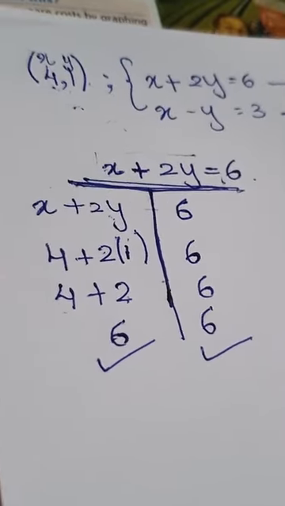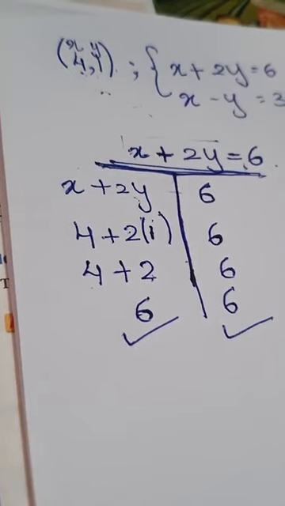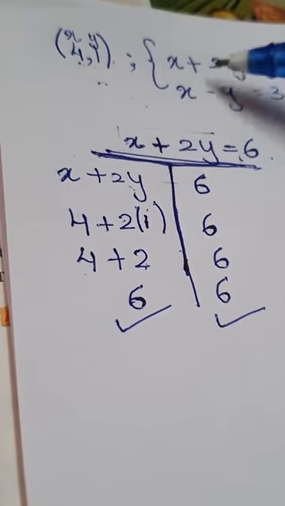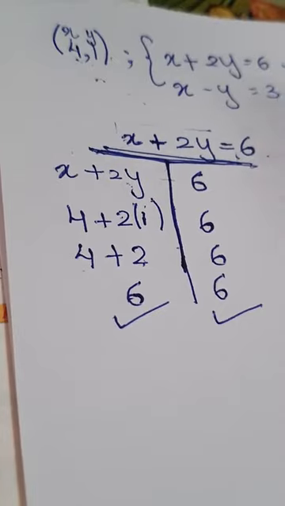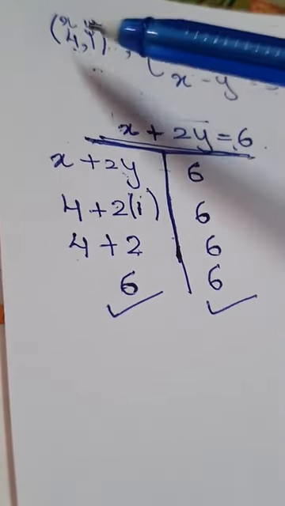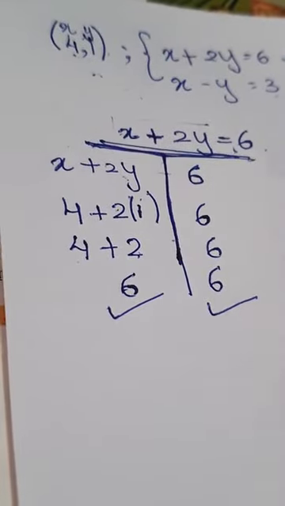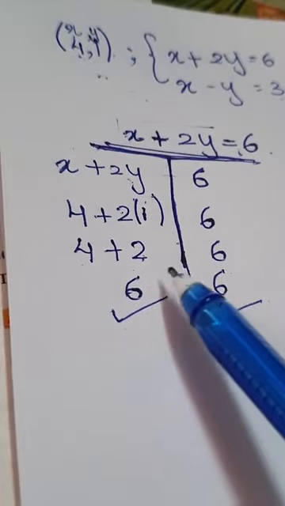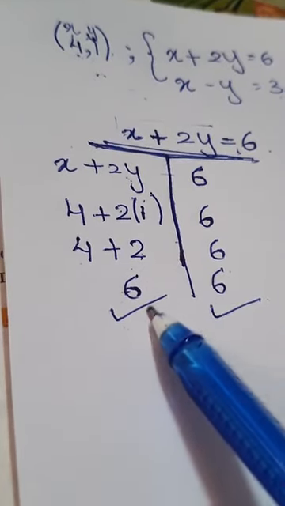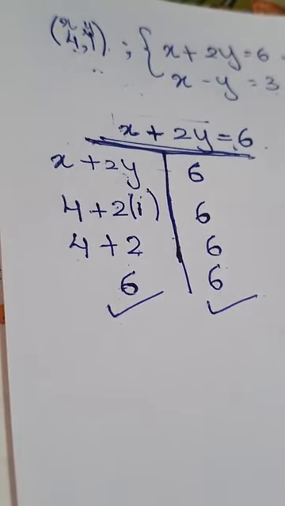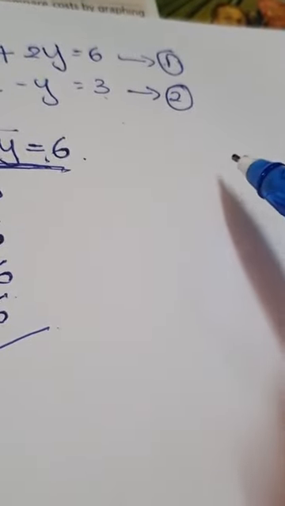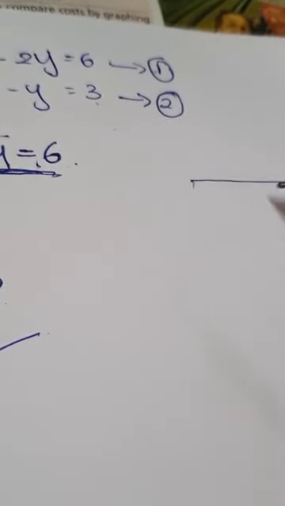This is how you check whether the ordered pair is a solution for the given two equations. This is called a system of linear equations, because there are two linear equations. So this is how we check whether the ordered pair already given in the question is a solution or not. If both sides of the equation give you the same number, yes it is. Now you cannot stop with one, you need to do the second equation too. Again, draw the T table.